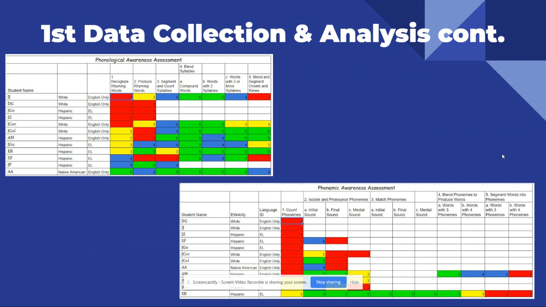So these are the 2 sheets. You can see this is the phonological awareness, the students, and each task in the subtests of the phonological, and then the same thing with the phonemic awareness. And I can categorize them with the colors.